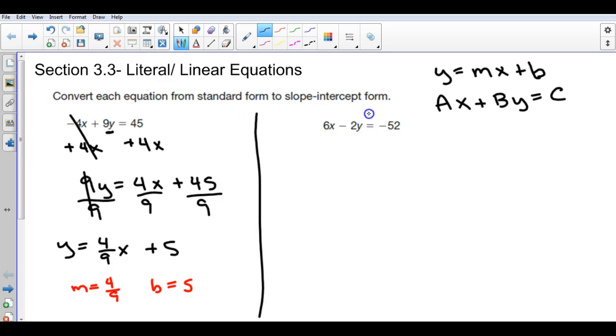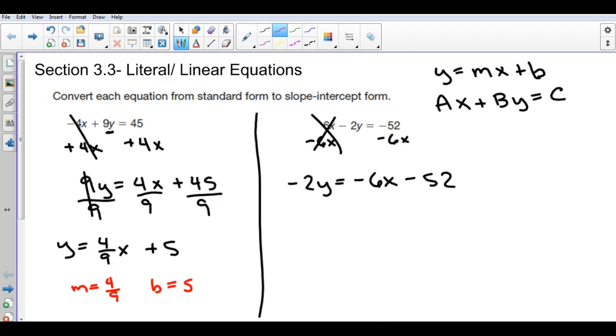Next example, we're going to do the same thing, but notice now I have a positive 6x. So we need to bring that to the other side by subtracting it first. 6x minus 6x means that's going to go away. Be very careful, you're bringing down the negative 2y. Write the x part first. Notice it's negative 6x, and that's a minus 52. So you need to bring that down.